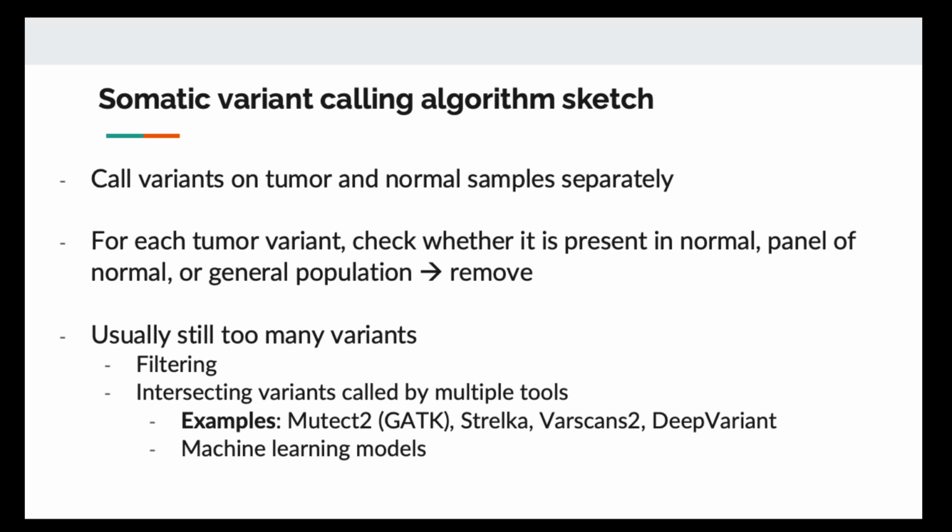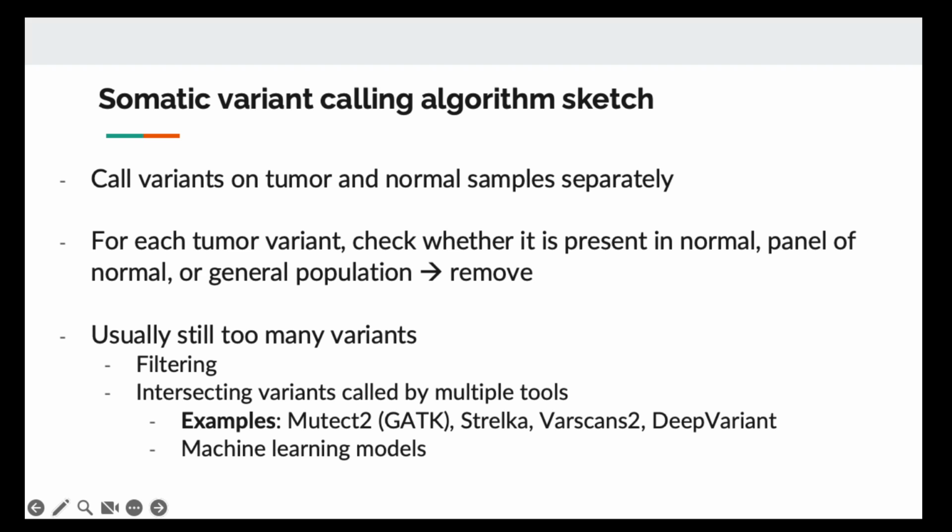Okay, so let's think about what happens when we call variants. Somatic variant calling will use the same algorithm as germline variant calling. They're going to call those mutations on the tumor sample and the normal sample separately. So the first step is the same as a germline mutation. But in the next step, they will take variants that were called on the tumor sample and compare those to the normal samples, to the panel of normal population, and to the allele frequency in the normal population, in order to remove mutations that are not interesting.